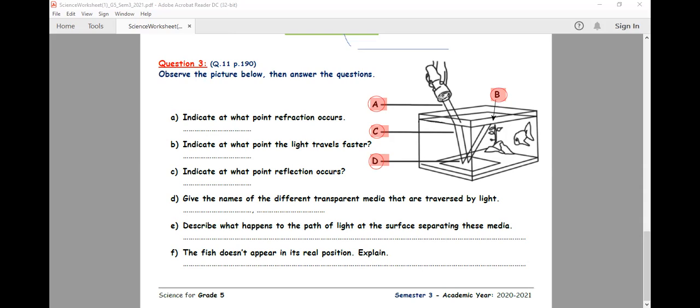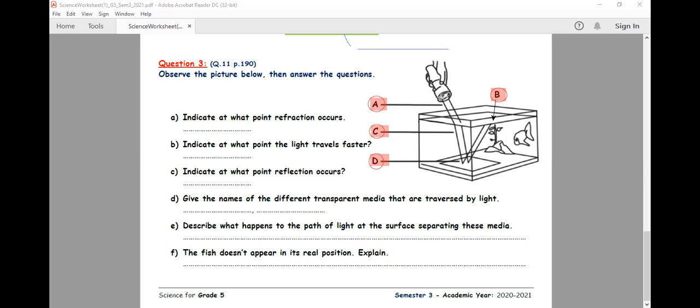Do you mean like translucent and transparent? No. Where is the light found? Reflection. Where is light found? Between what and what? Between C and D? The air and water. The air and the water.